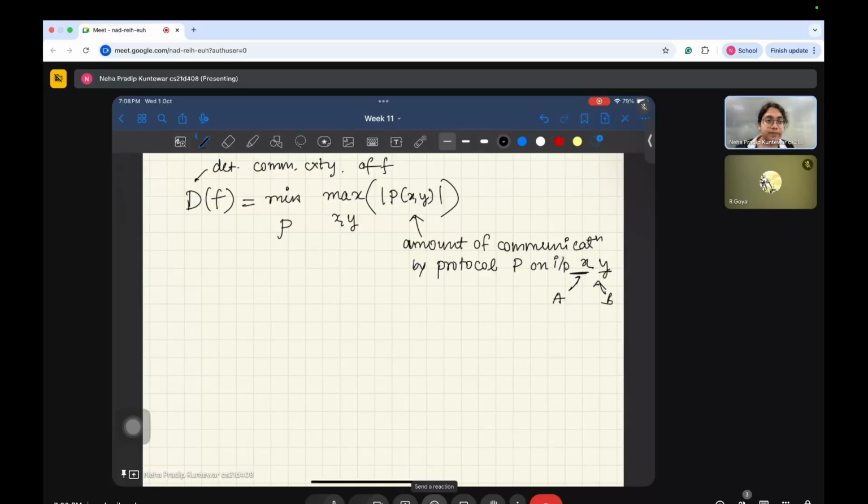This point is not clear actually. Do we have in our hand to decide the protocol? Out of the many protocols possible, we will go for the one which minimizes this entire thing. Yes. Okay, all right. Then for that protocol we look at the worst-case value, which maximizes over x, y.